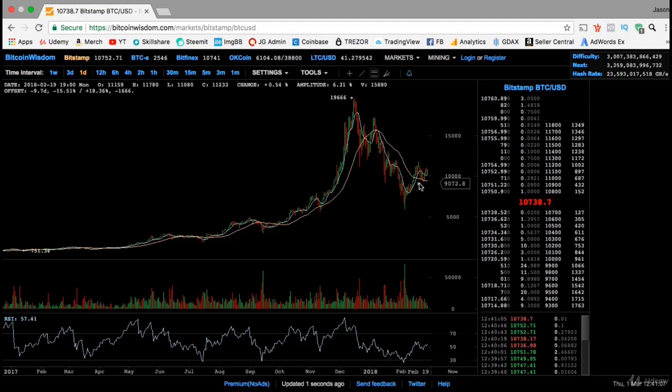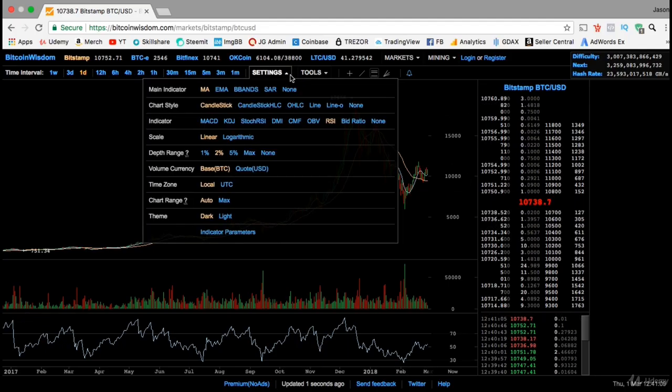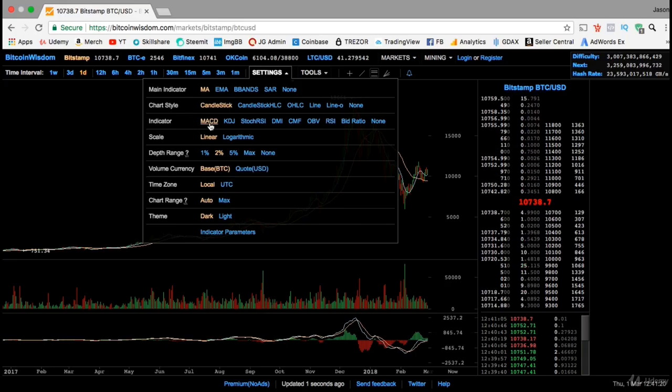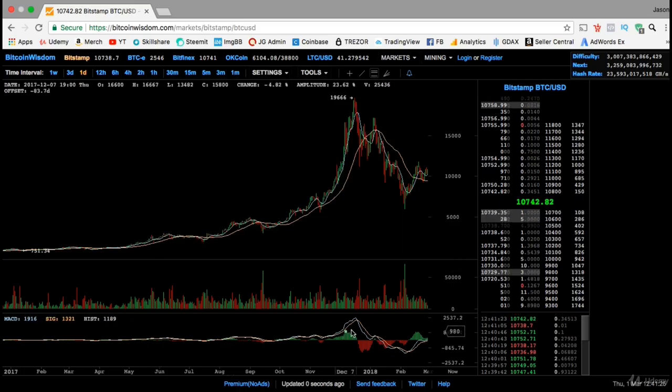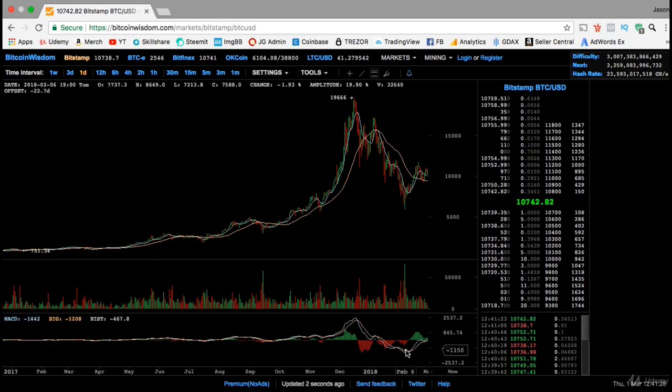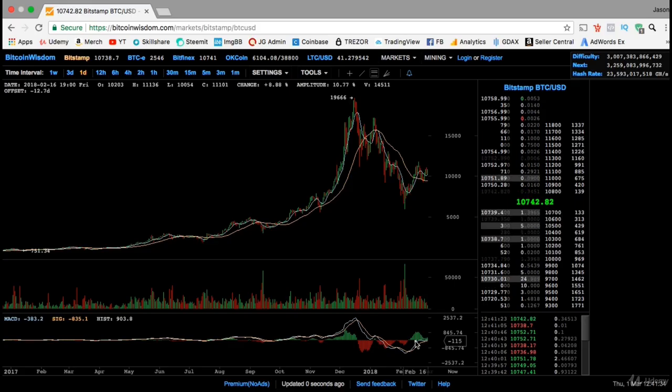To see what other indicators and overlays we can add, let's go up to the settings drop-down menu. Here you can change the main indicator, which is currently the moving averages, the chart style, other indicators, the scale, and many other options. Let's add the MACD indicator to the chart. So here you can see the MACD has now been added to the bottom of our chart. The MACD has also just had a very bullish crossover right here. The vertical lines right above the MACD is the daily volume.